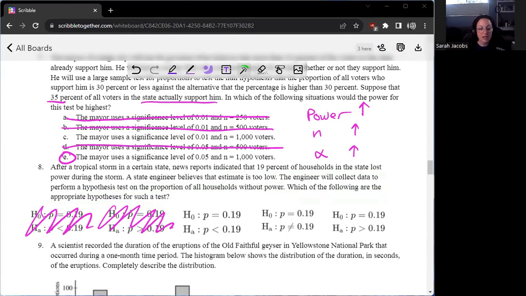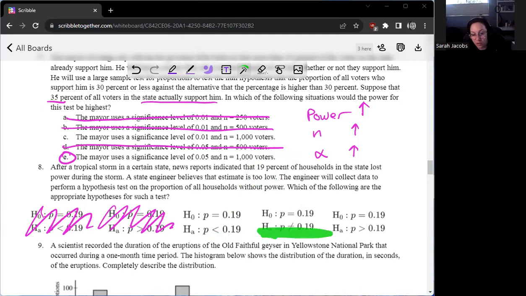Then, the state engineer believes that the estimate is too low. If he believes that this 19% estimate is too low, he thinks the actual proportion is higher. So all of our null hypotheses are the same. We need to find the alternative hypothesis that says we actually think the proportion is higher than 19%. This is a less than, it's pointing to the left, so less than. That's not higher than 19.